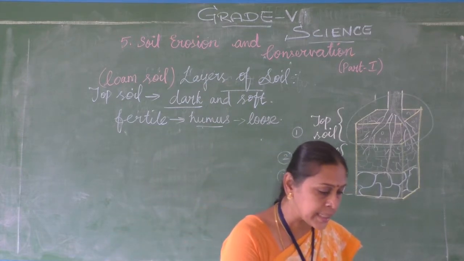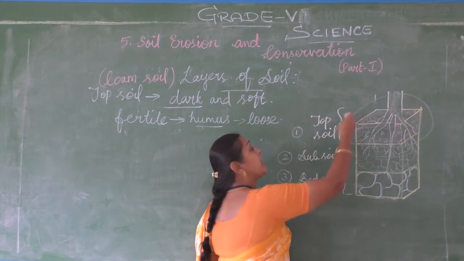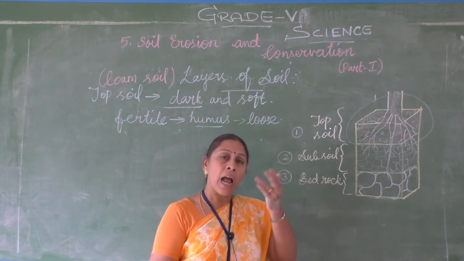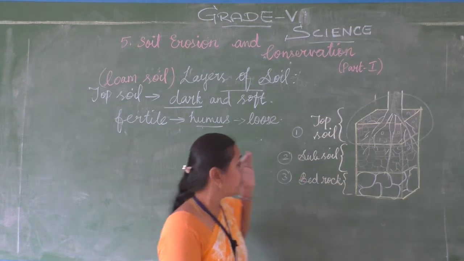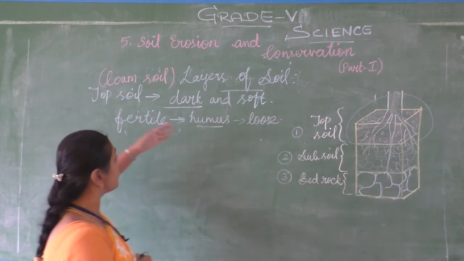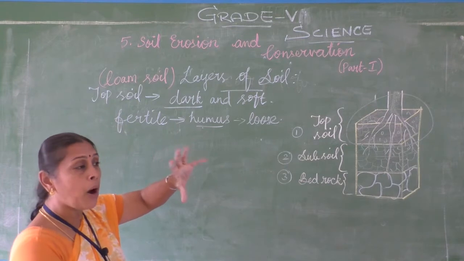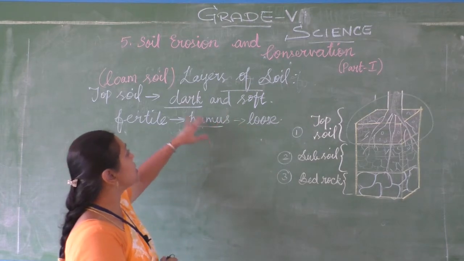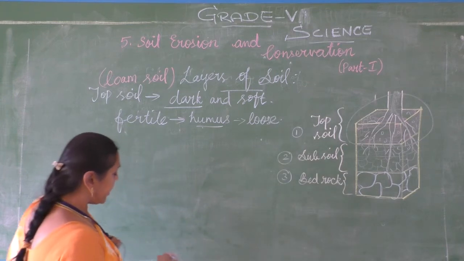Okay children, next. In the topsoil, as the air and water are there, many living organisms also live in the topsoil. So plants, animals, everything is seen in the top layer. Let us revise once. Topsoil is dark and soft in nature, having texture. It is fertile as it contains humus, and the soil particles are loosely arranged. And as it contains humus, it is otherwise called loam soil. Are you all clear? Next one.